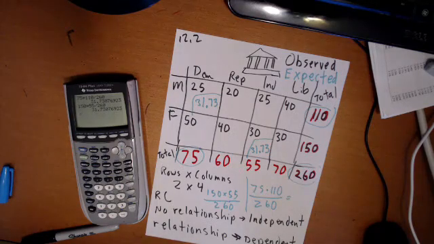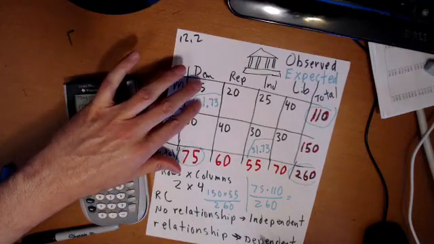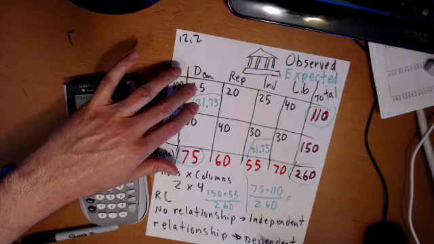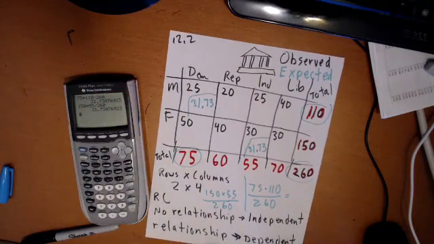So that's the idea you need to ponder. If the observed and expecteds are all really different from each other, then that probably means there's some sort of relationship, some sort of dependence.